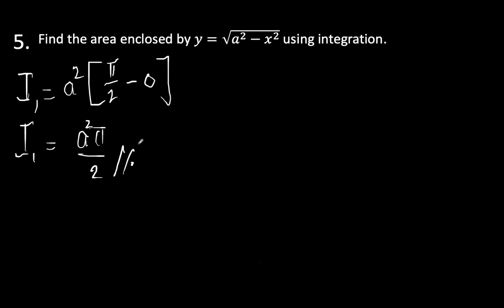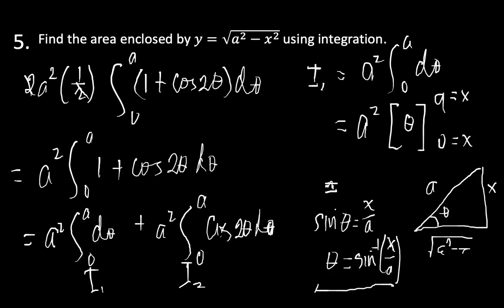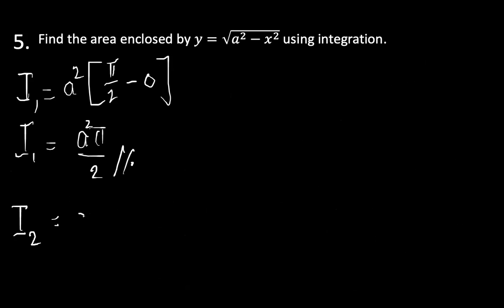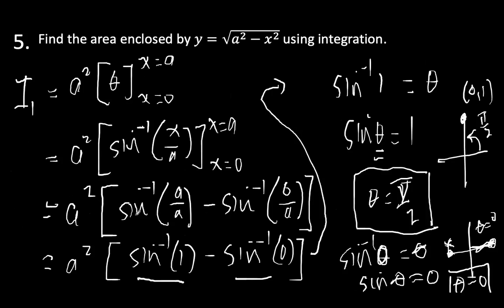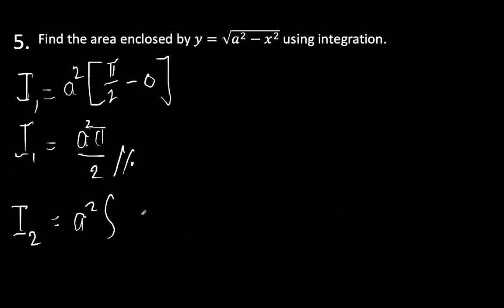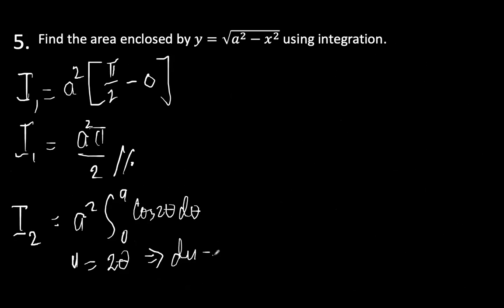Let's move on to integral 2. For integral 2, our expression is A squared times the integral of cosine 2 theta with respect to theta from 0 to A. To solve this, we need to let u equal 2 theta. The derivative of u is du, so d theta, this is 2, correct?